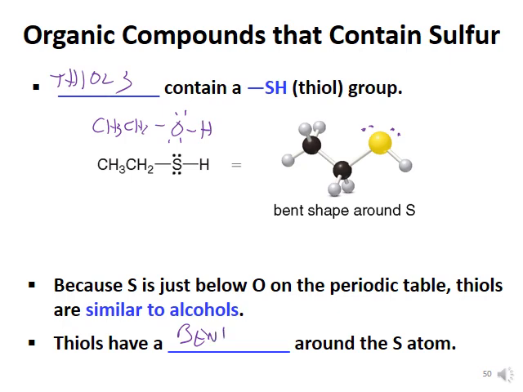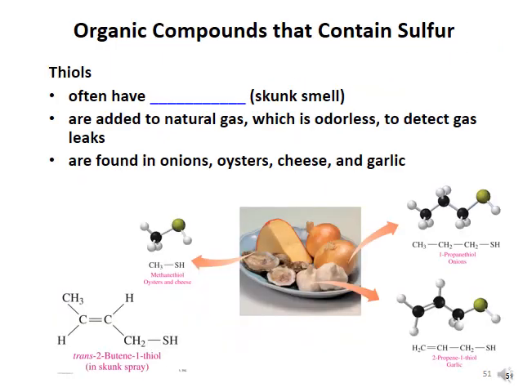And that bent shape is important because even though a Lewis dot structure looks straight, it's not, it's bent. Thiols often have a very foul odor. They stink bad, but they're not completely useless, as in, ooh, we don't want to make any of those, because there are some cheeses that have a little bit of methane thiol that gives it a certain taste as well as smell.